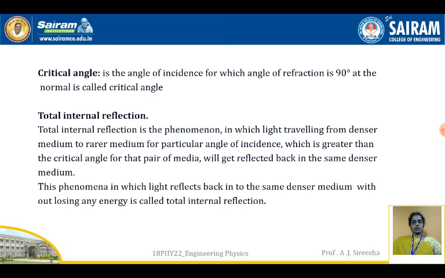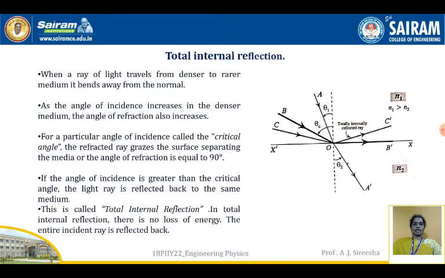Now, next is the total internal reflection. What is total internal reflection? Total internal reflection is a phenomenon in which light traveling from a denser medium to a rarer medium, for a particular angle of incidence which is greater than the critical angle for that pair of media, will be reflected back into the same denser medium. This phenomenon in which light reflects back into the same denser medium without losing any energy is called total internal reflection. Now in the next slide, I am going to explain exactly how the total internal reflection is happening.